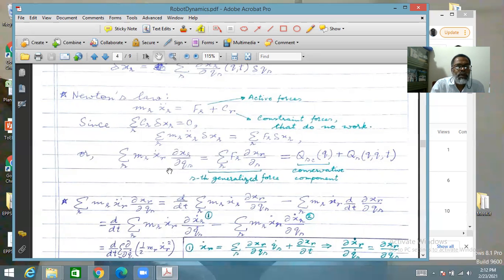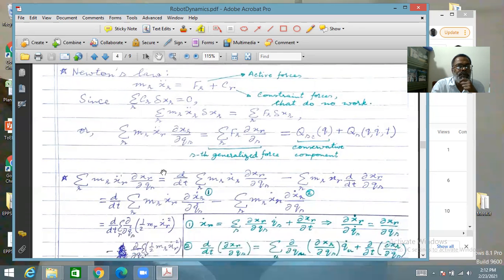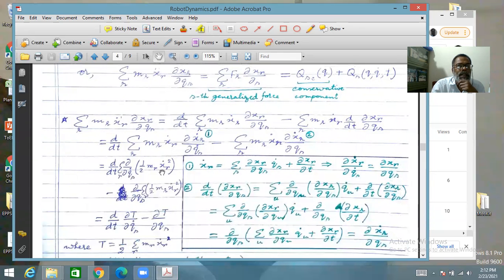Okay, so we first simplify this and equate this to something else which will be in more appropriate form for our purpose, and then we will take up this side. So take the left side for the time being, this left side. Now in the first step, what we have here is mr xr double dot del xr by del qs.